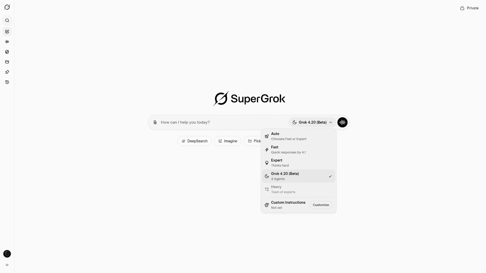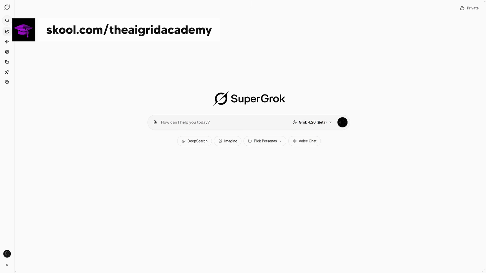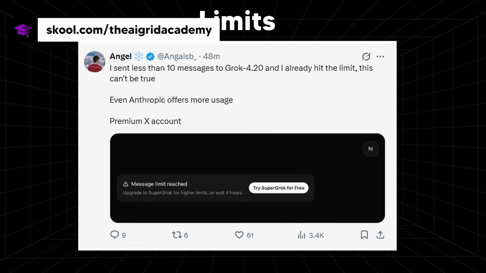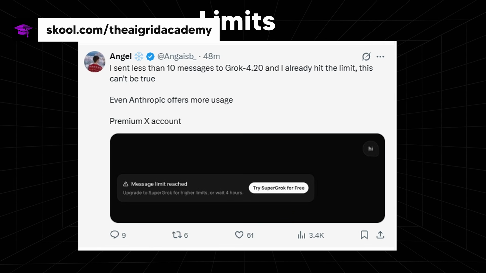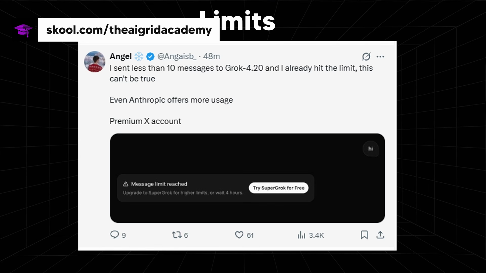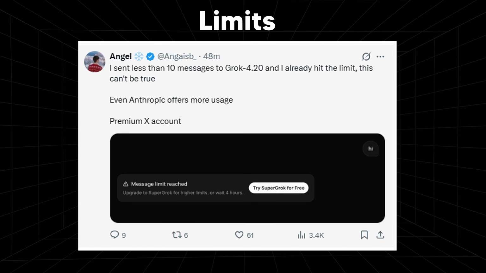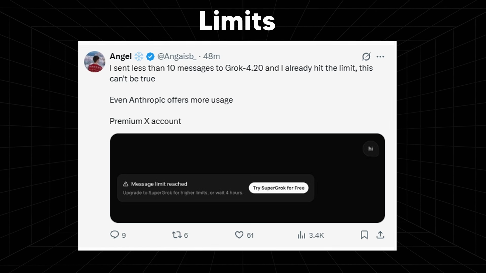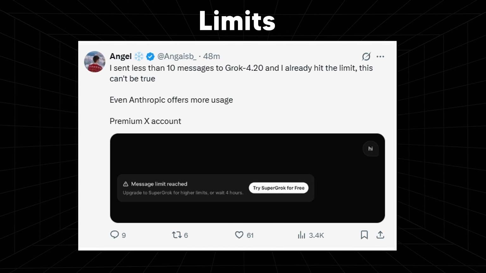Now, Grok 4.20, before you start going crazy and using the model, please understand that this model is by far the most compute intensive. What that means is that you will likely hit your limits very quickly if you aren't careful about when you choose to use this model in your day-to-day for its reasoning capabilities. If you take a look at this user here, he sent less than 10 messages to Grok 4.20 and he already hit the limit. So you have to understand that the limits are there. Please understand that you don't want to just completely overuse the model in its initial stages.